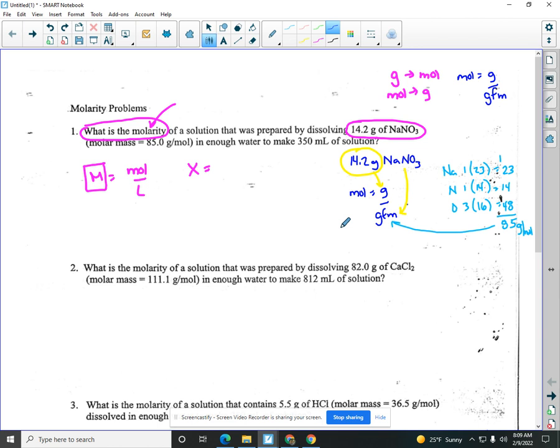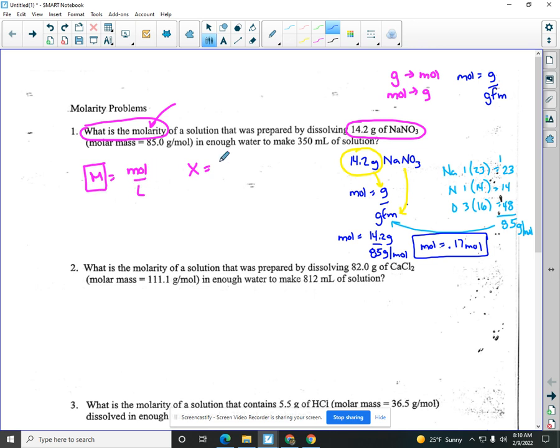So if we bring out our blue pen again, we have moles equals 14.2 grams over 85 grams per mole. Let's take out a calculator and do 14.2 divided by 85. We get moles equals 0.17. It's 0.167 on my calculator, and I rounded it. I am labeling that moles. That is not my answer. That number is going to go here, where it says moles.